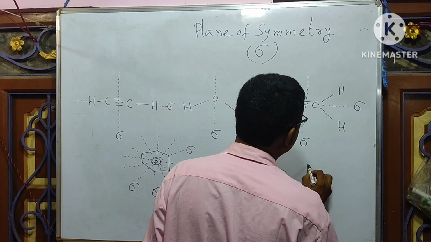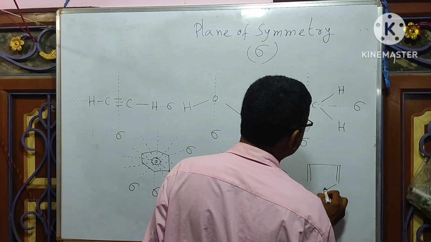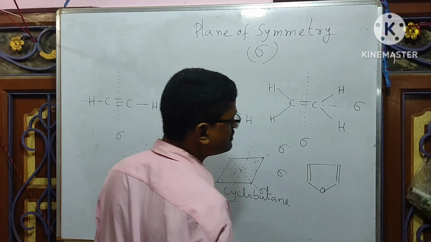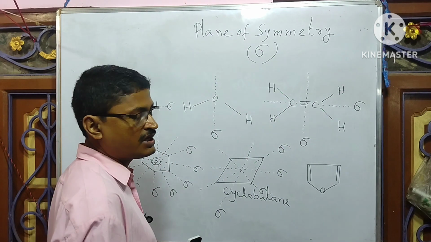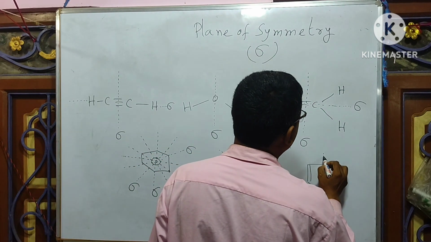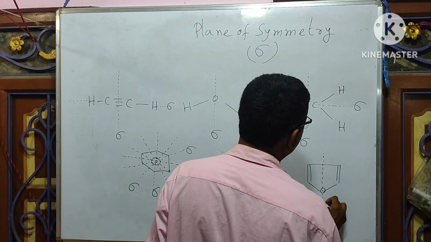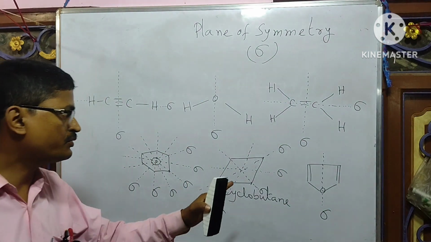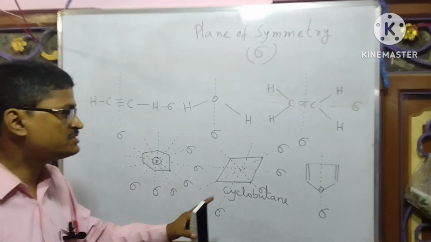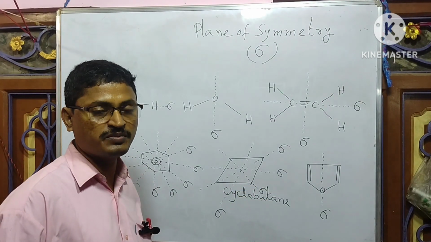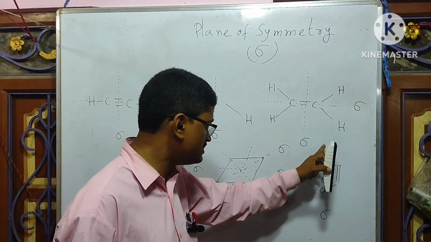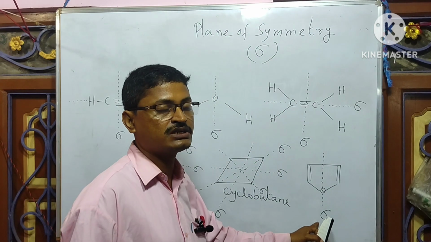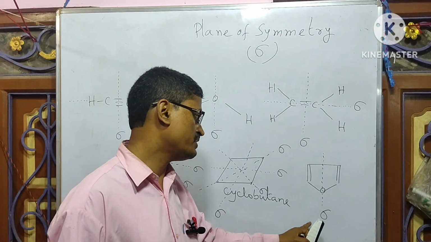In case of furan, this molecule is called furan. We can consider a plane passing through the O atom, which divides the molecule into 2 equal halves, each being a mirror image of each other. Hence, this plane can be considered as a sigma plane.